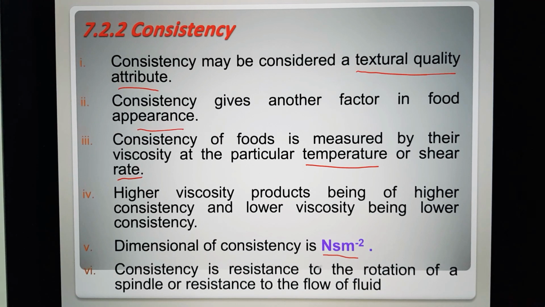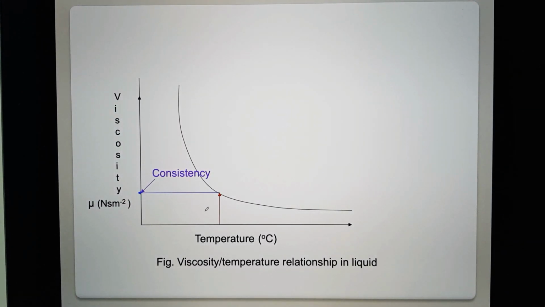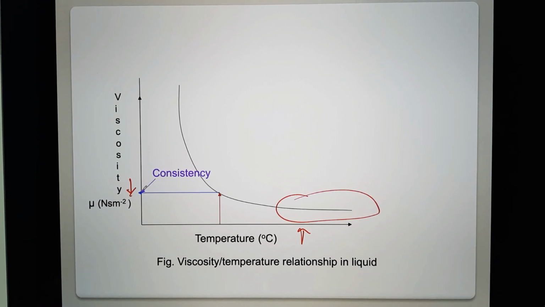Consistency is resistance to rotation, the rotation of a spindle. Spindle means like your mixer attachment, or it is the resistance for the fluid to flow. This graph shows the relationship between temperature and viscosity. For example, for some fluids, when we increase the temperature, can you see that the viscosity gets lower at this particular side? So this particular value is known as consistency.